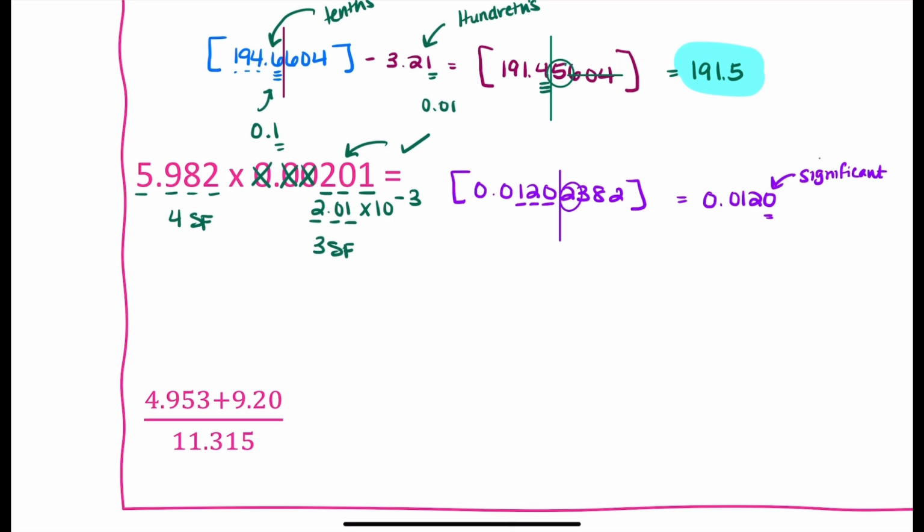It's telling me my number is precise to the 4th decimal place. So this number has 3 sig figs. The 1, the 2, and the 0 are my sig figs here. And that is my final answer.